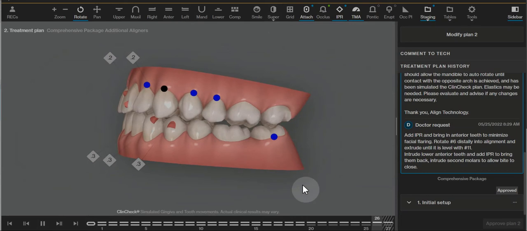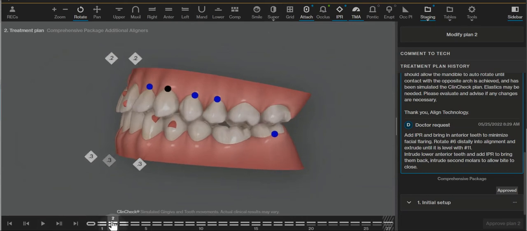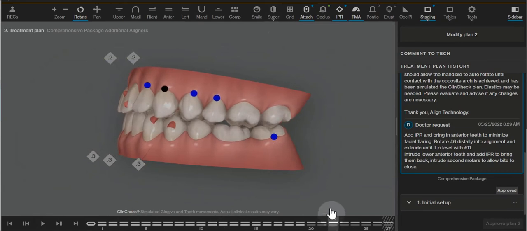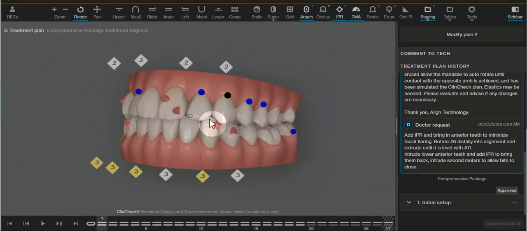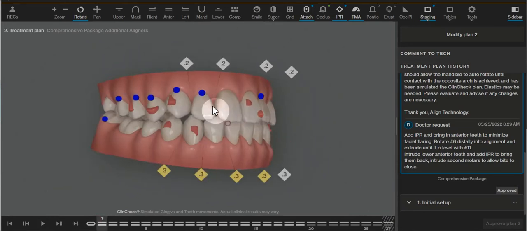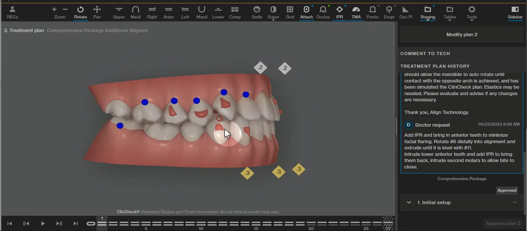These get programmed into the software, and unfortunately they are not predictable. This lower second molar is never going to intrude, even if there were attachments, but there's not, and I wouldn't believe this virtual jump. So the way I would recommend setting this up is to ask for no posterior movement.